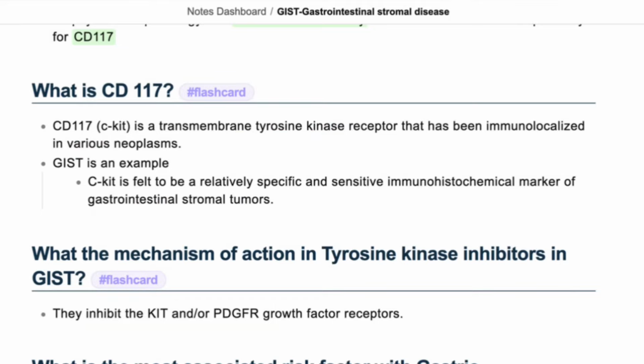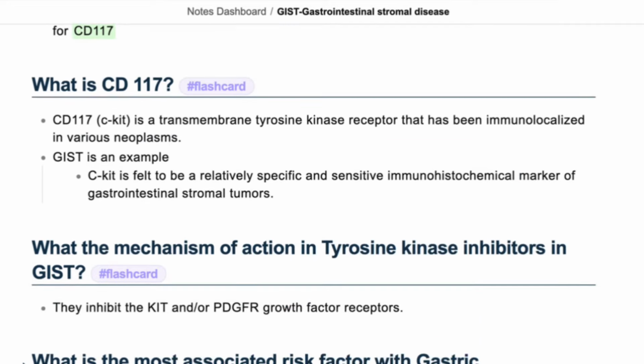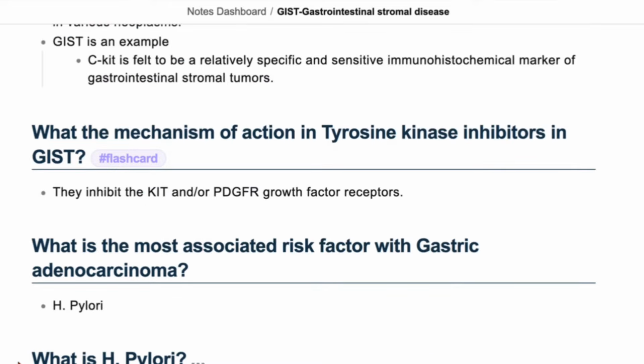And what are the most associated risk factors with gastric adenocarcinoma? The most associated risk factor for gastric adenocarcinoma would be, sorry, pass. I don't know. Can I move on to the next question, please? I think you mentioned that just in the last scenario, right? Was it H. pylori? Correct. Because now we're moving on to the next station.